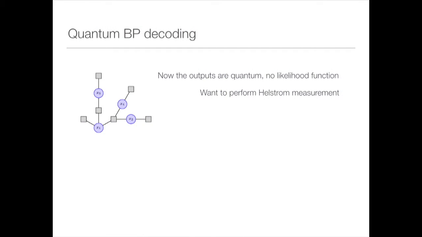Okay, now we want to build the quantum belief propagation decoder. So the outputs of the channel are quantum. There's no likelihood function anymore. That doesn't make sense. And we want to perform the Helstrom measurement, so our goal is slightly different. We can't condition on the channel output. That doesn't mean anything in the quantum case. So, okay, this is what we have. Now the leaves are spitting out quantum states, basically. But otherwise, it's the same graph.